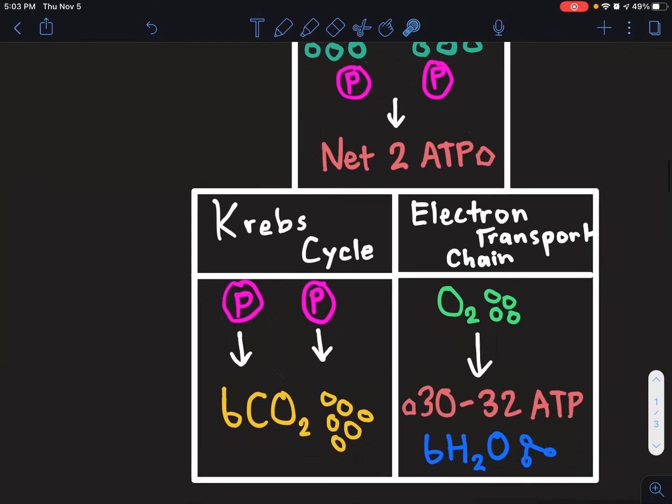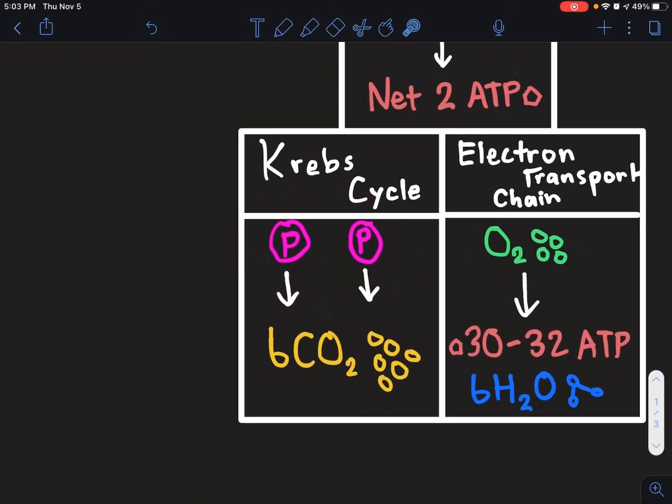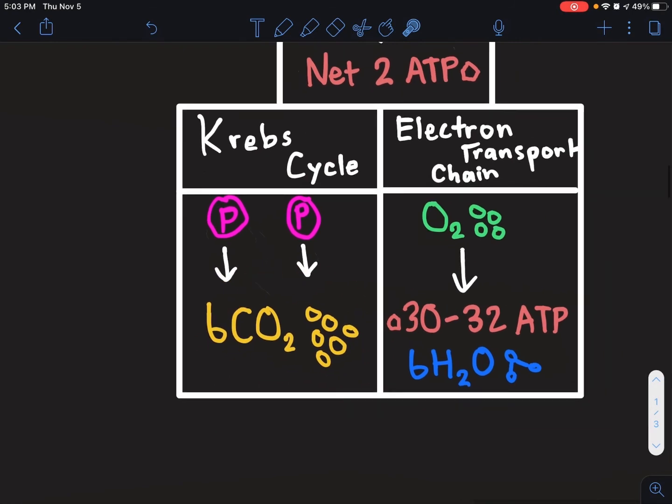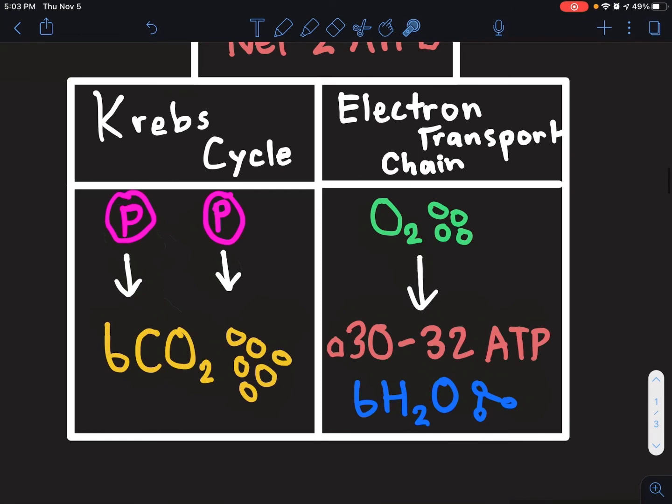Then comes the Krebs cycle. The 2 pyruvate molecules go through the cycle and create 6 CO2 molecules. After that, the electron transport chain puts most of the hydrogen molecules on one side and uses O2 molecules to create about 30 to 32 ATP and 6 H2O molecules.